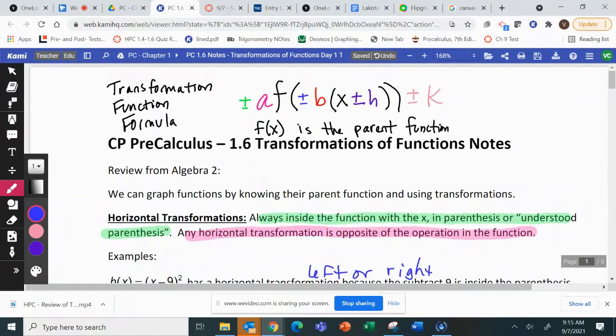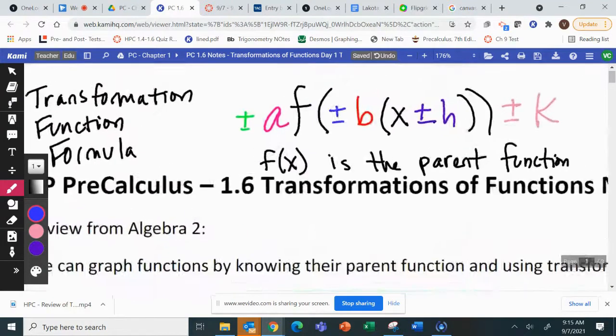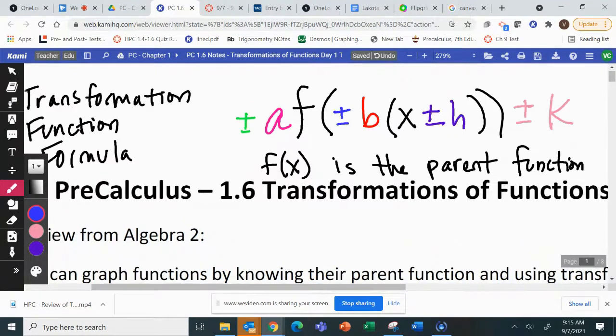The very top? Yep. It's like plus or minus a, and then f of is the function, plus or minus b, parenthesis, x, plus or minus h, close parenthesis, plus or minus k.